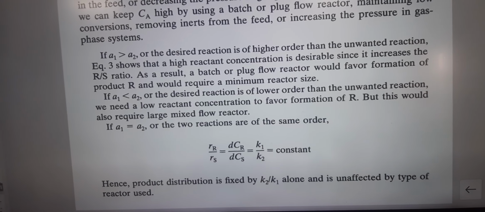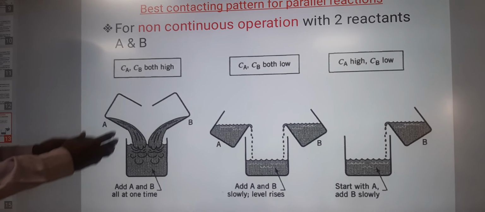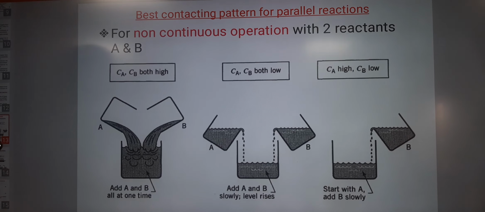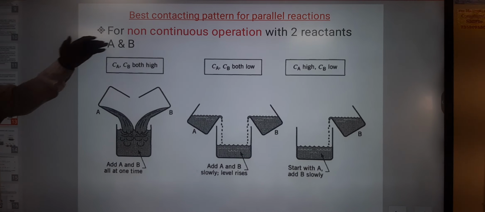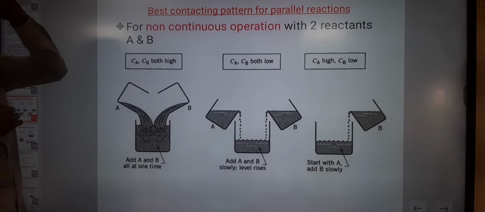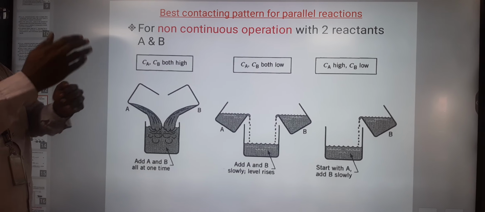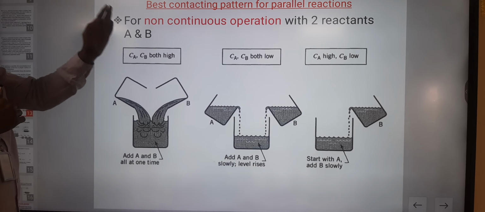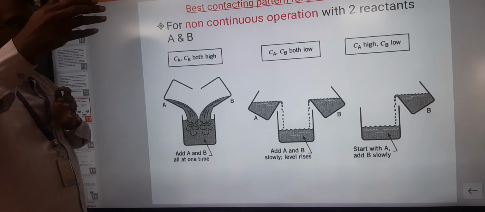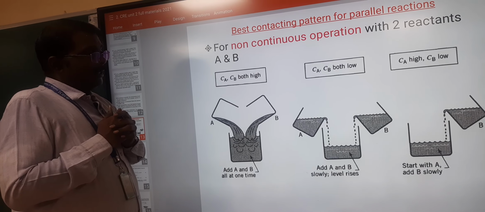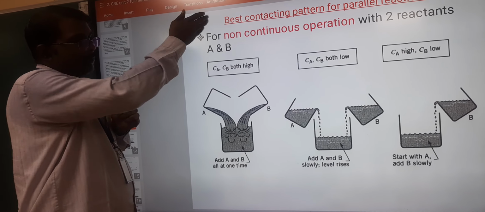Now, based on the conditions we have seen, we have a schematic diagram that explains the contacting pattern we can create between two reactants. In the previous case we saw a single reactant, but let us have a case with two reactants, A and B. It gives me two products, R and S. So A and B are the reactants, R and S are the products. Out of the two, R is the desired compound, S is the undesired compound. Now the ratio depends on the concentration values Ca and Cb, that we have seen in the previous equation itself.